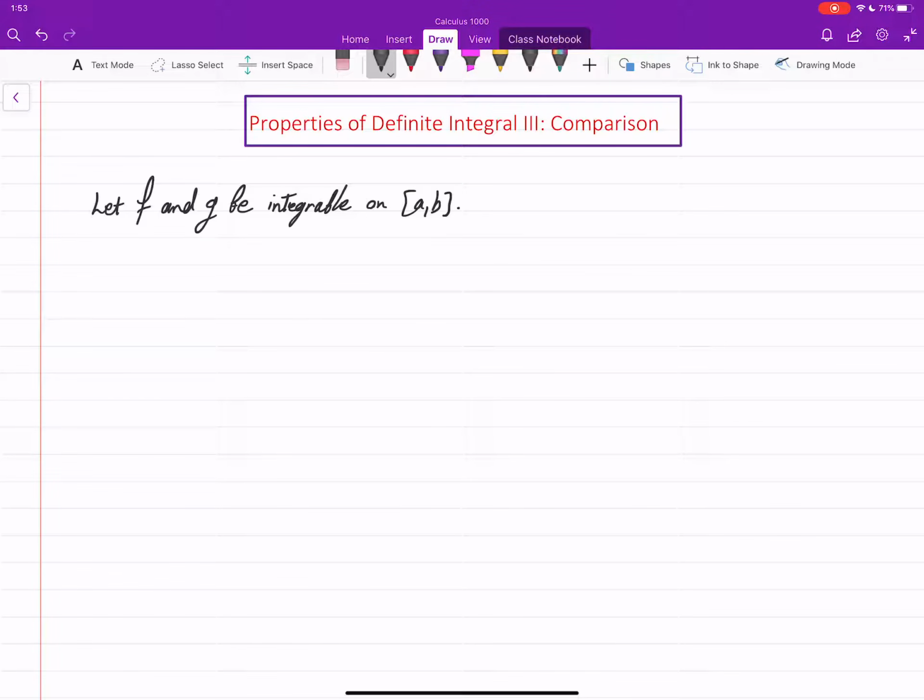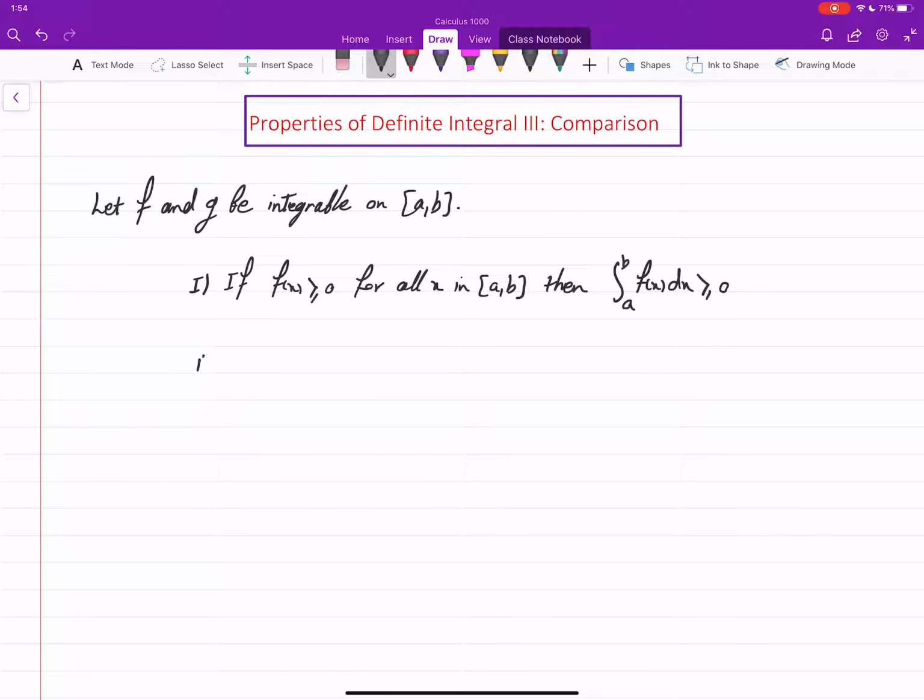First thing to see here is that if a function is positive, so if f of x is bigger than or equal to 0 for all x in the interval a, b, then the integral of f of x from a to b is going to be a positive number. So if all the values are positive, you will see that the integral is also positive.